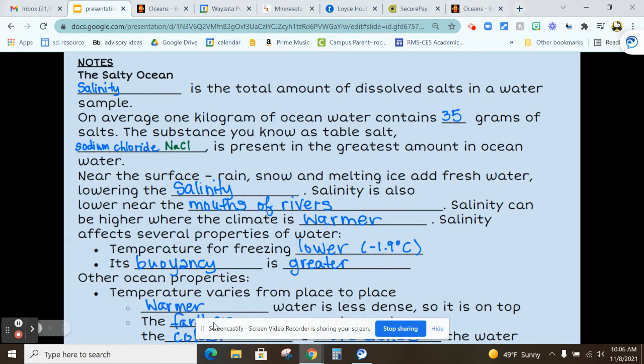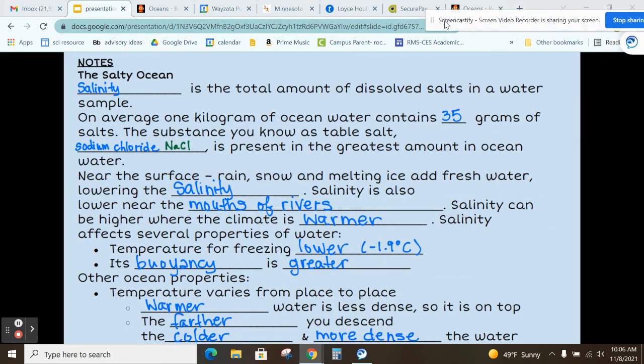I'm going to try and move this out of the way so we can see a little bit better. Salinity is the total amount of dissolved salt in a water sample. On average, 1 kilogram of ocean water contains 35 grams of salt. The substance you know as table salt, sodium chloride, NaCl, is present in the greatest amount. Near the surface, rain, snow, and melting ice add fresh water, and that lowers the salinity. Salinity is also lower near the mouths of rivers and can be higher where the climate is warmer.